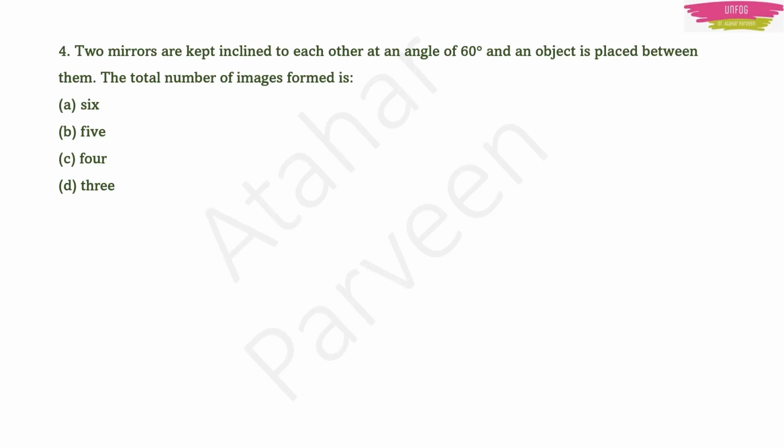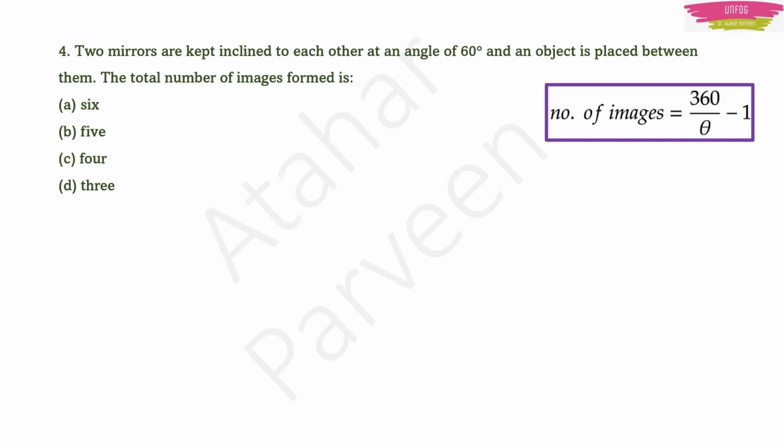Now you apply the first formula, the even number formula. What is it? Number of images is equal to 360 upon theta minus 1. Just substitute. You will get 360 upon 60 minus 1. And 60 sixes are 360. 6 minus 1 will be 5. So your answer will be number of images is equal to 5. Why did we use this formula? Because the given angle is 60 degree and it is an even number.